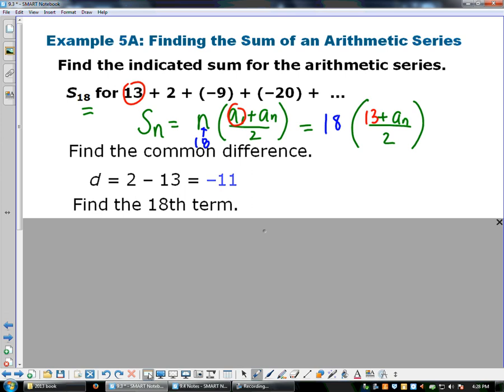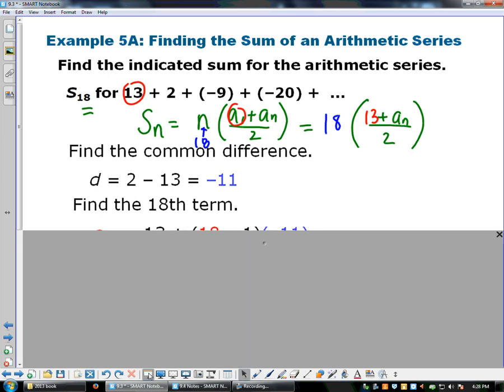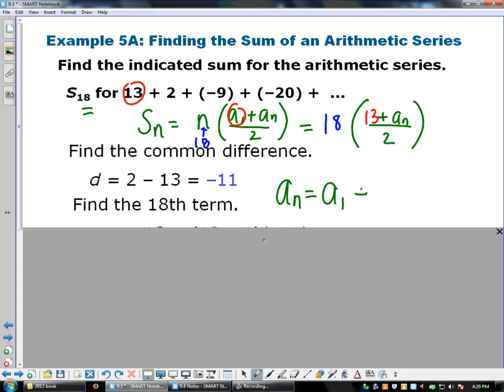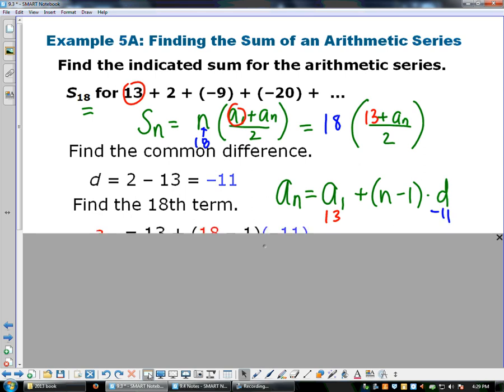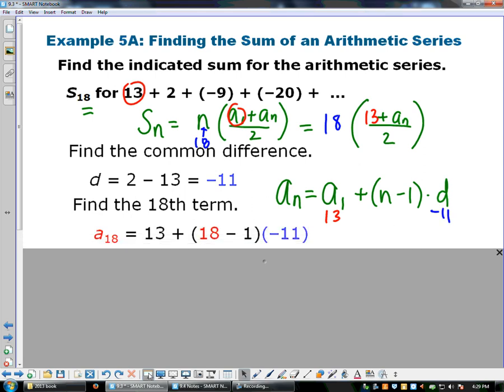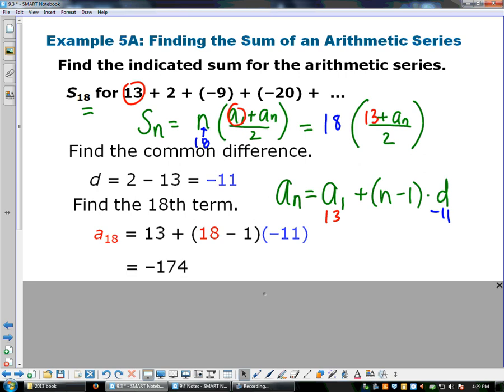Remember my pattern here, which, well, we'll put the pattern up here first. My pattern to find those, a sub n is equal to the first term plus n minus 1 times the common difference. So my first term again is 13, and we know our common difference we just found was -11. And if I'm looking for the 18th term, I'm going to plug 18 in where that n is. So if I were to simplify that, my 18th term of this series here is -174.